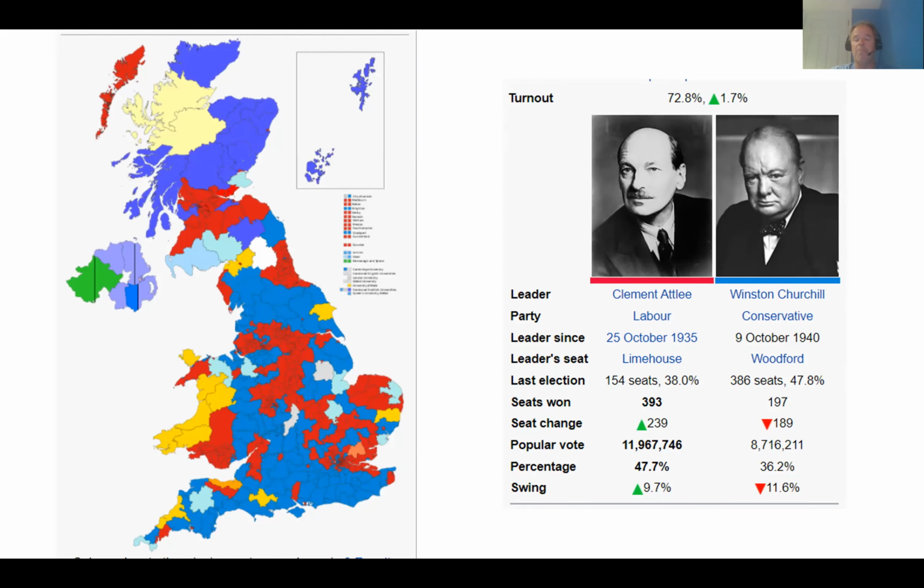This didn't happen. Attlee's approach to the early stages of the Cold War is, I think, very, very similar to what Churchill would have pursued. So this really was an election that was almost exclusively about domestic affairs.